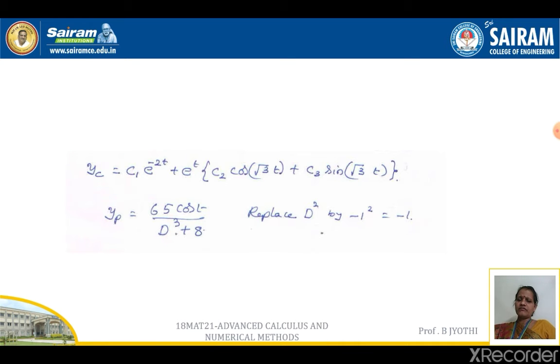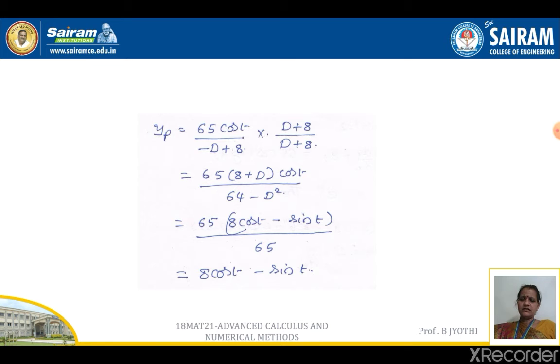And whenever we have a cos or a sine term on the right hand side as phi of x, we need to replace the D square with minus 1 square. That is minus 1. It is not minus 1 the whole square, it is minus 1 square. So D cube is D into D square, which becomes minus D, and D square is replaced with minus 1 and D will be as it is. So we are getting minus D plus 8. Still we are having 8 minus D in the denominator.